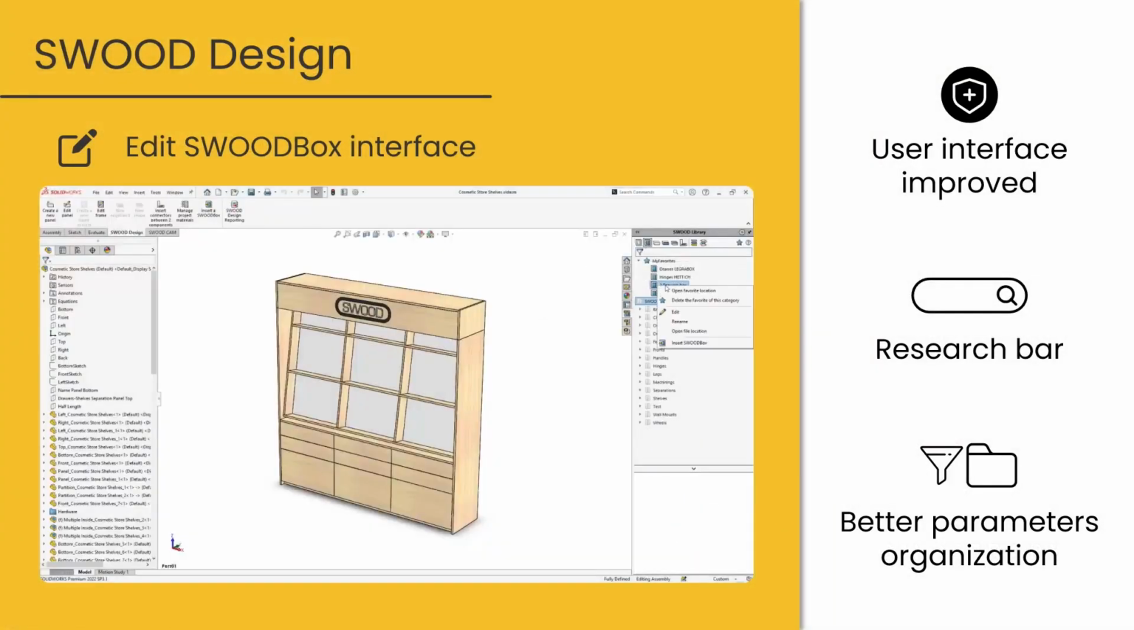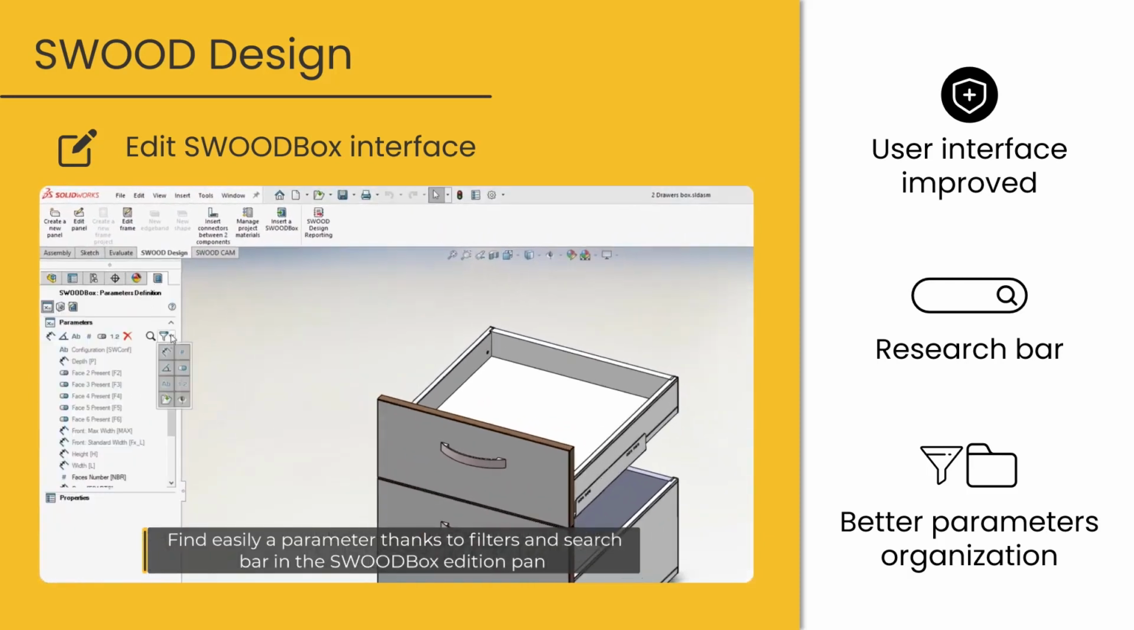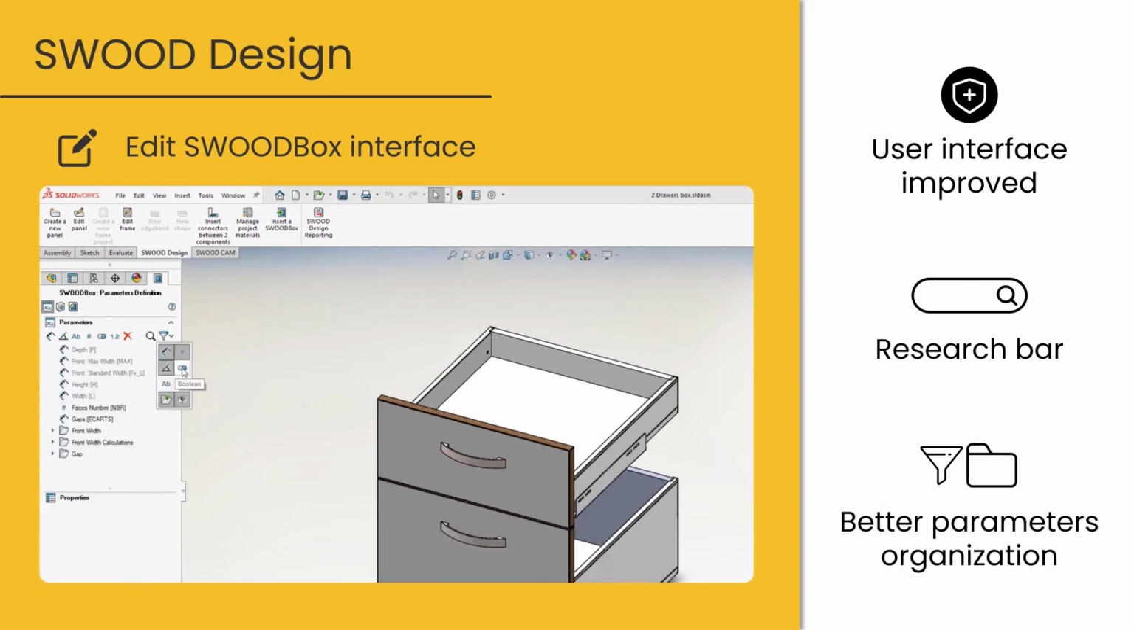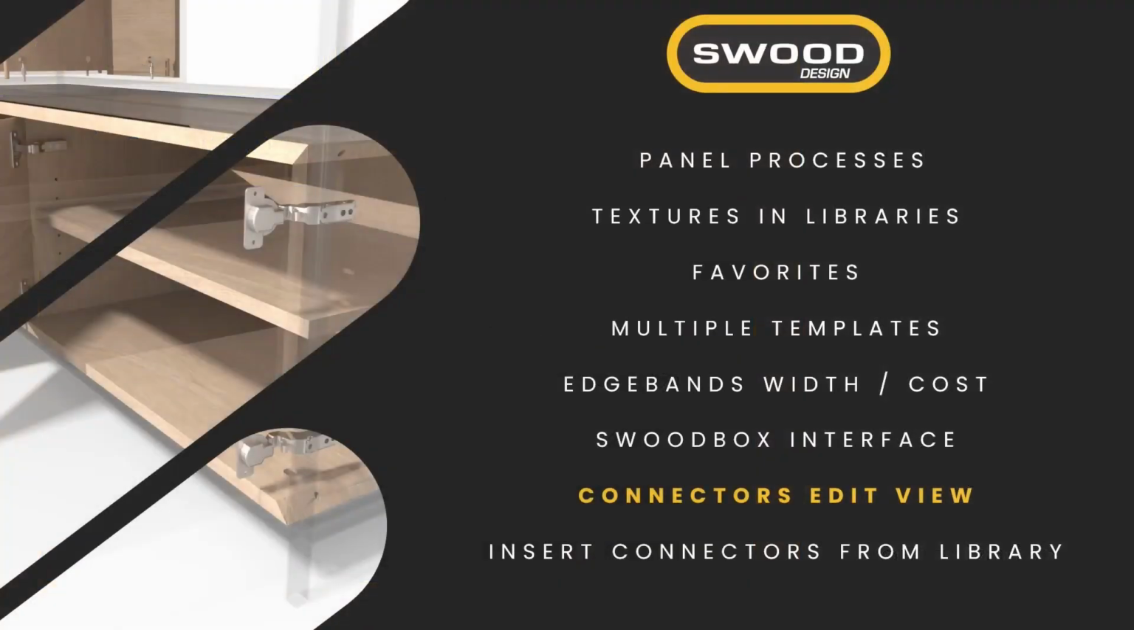On the Parameter tab of the SWOOD box, you will be able to quickly find parameters using the search feature that looks through both the name and the alias of the parameters. Additionally, you can use the filter to choose which parameters you'd like to display, making it even easier to navigate.